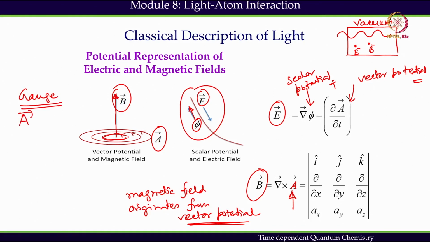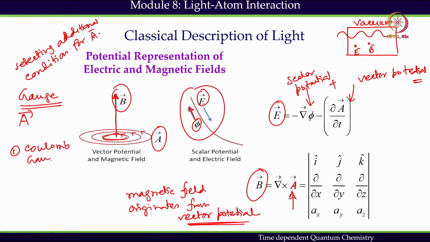Selecting an additional condition for A is called selecting a gauge. Two commonly used gauges include the Coulomb gauge and another gauge, the Lorentz gauge. These are the two gauges we use very frequently.